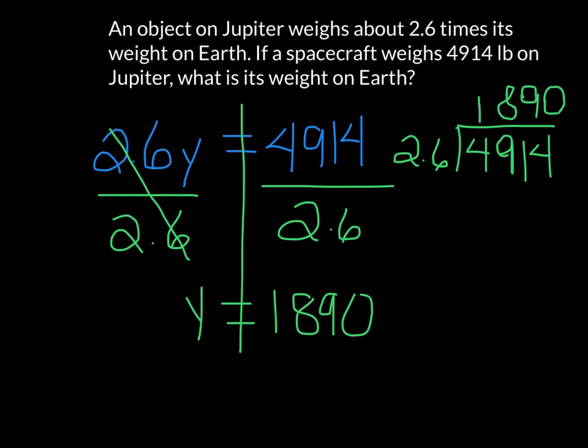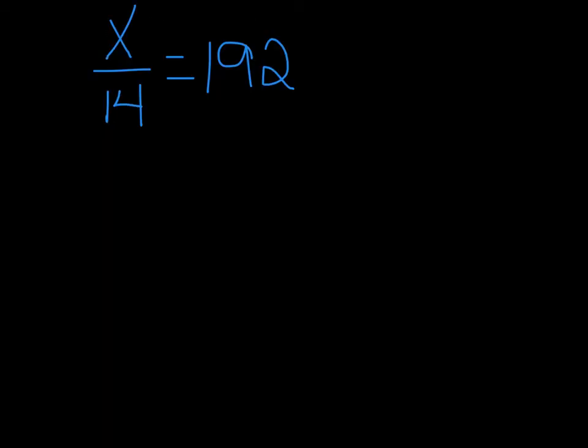Next, we're going to take a look at a division equation. So for this problem, we have x over 14 equals 192. So they're dividing in this problem. So this is a division equation. If they're dividing, we're going to do the opposite. So we're going to multiply. We're going to use the multiplication property of equality. So they're dividing, so we're going to multiply.